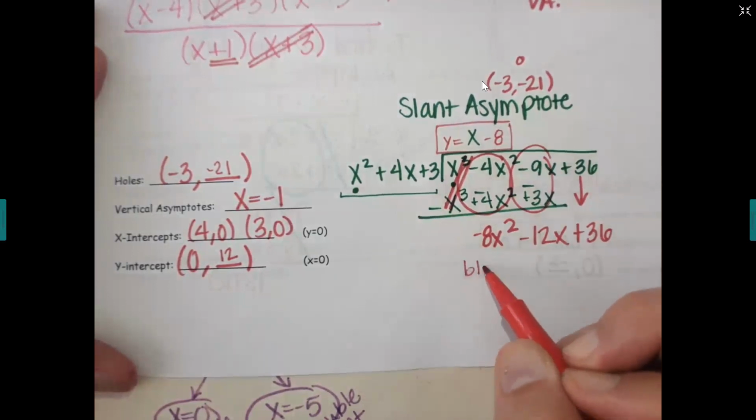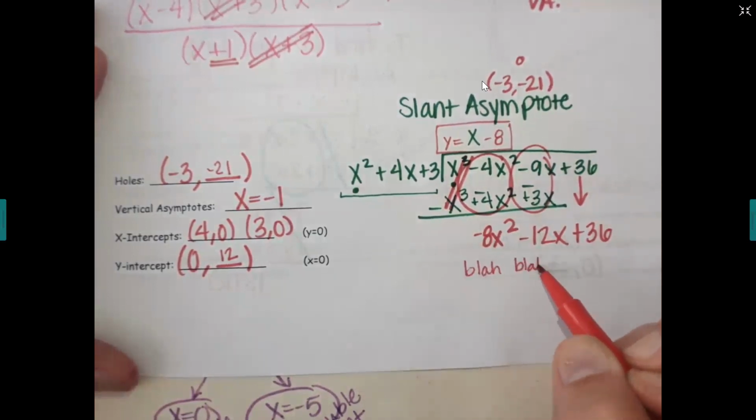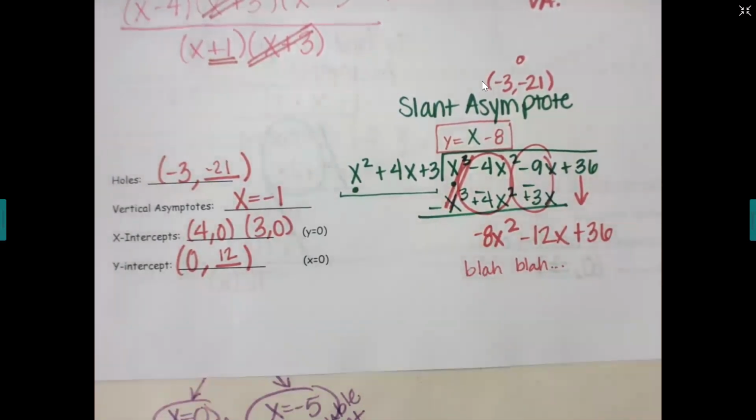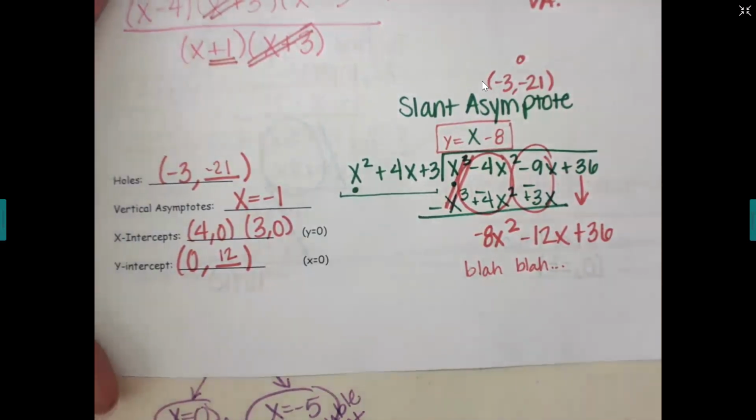So I'm just going to put blah, blah. Okay, you can finish it if you want for fun, but you don't need it. Once you get that top part, you're finished. So y equals x minus 8 is where I'll draw in my slant asymptote. So let's write it in the blank, please, for slant asymptote. You're going to put y equals x minus 8. Am I okay to come off this? Yes. Okay. So y equals x minus 8.